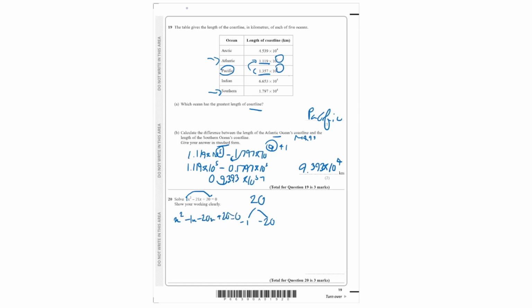So here we can actually factorize. We can write x into x minus 1, and here we can write negative 20 into x minus 1. So when we combine this, we get x minus 20 and x minus 1. But we have to solve it, so we have to equate this to 0. So x minus 20 is equal to 0, therefore x is equal to 20. When x minus 1 is equal to 0, therefore x is equal to 1. So we can write here x is equal to 1, x is equal to 20.